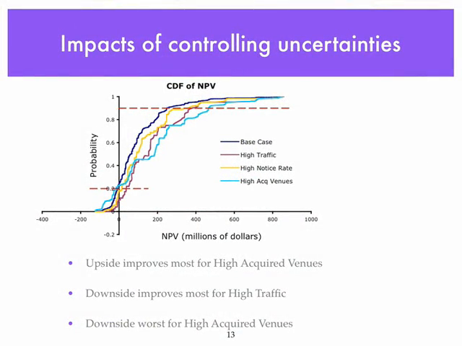And on the impacts of controlling the uncertainties, the upside improves the most for high acquired venues. If you acquire more venues, there's a chance that you will make a lot of money, and that shifts to the right most. But the downside improves the most for high traffic, and that's this magenta colored line here. That makes sense, because even if you don't have that many venues, if you have a lot of traffic, then at least you're making more than what you put in. And it's the worst for high acquired venues. There could be a possibility that you have a lot of venues but not enough traffic, and you're losing money on rental costs and everything. So this graph was also very communicative when we showed it to them.